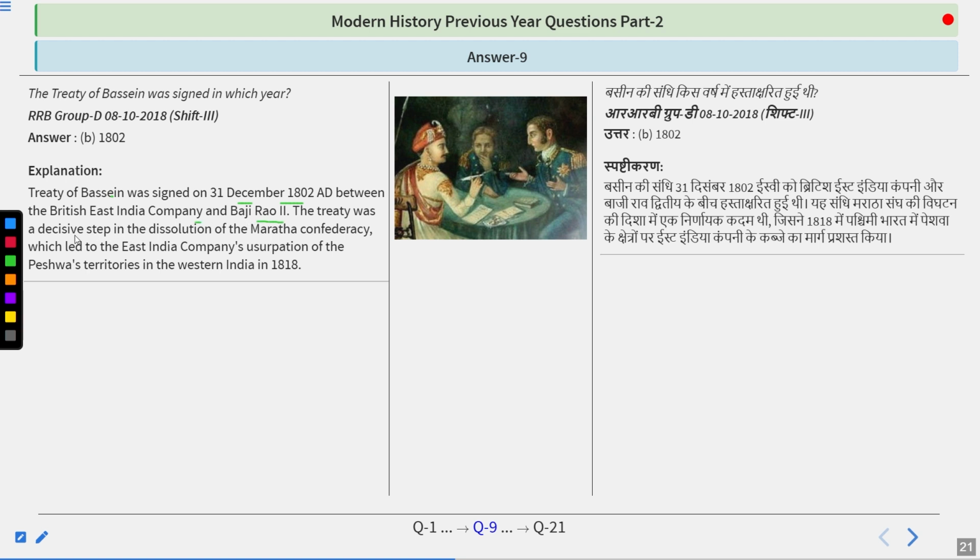and Bajirao II. The treaty was a decisive step in the dissolution of the Maratha Confederacy, which led to the East India Company's usurpation of the Peshwa's territory in Western India in 1818. So do remember, Treaty of Bassein was signed in the year 1802. And the person you can see in this photo is the Peshwa, and he signed this treaty. After this, the Maratha Empire particularly came under the control of the Britishers by the end of 1805. A campaign was also started in 1817, 1818, but there was no benefit of that particular war, the Third Anglo-Maratha War, and finally the Marathas came into the hands of the Britishers.